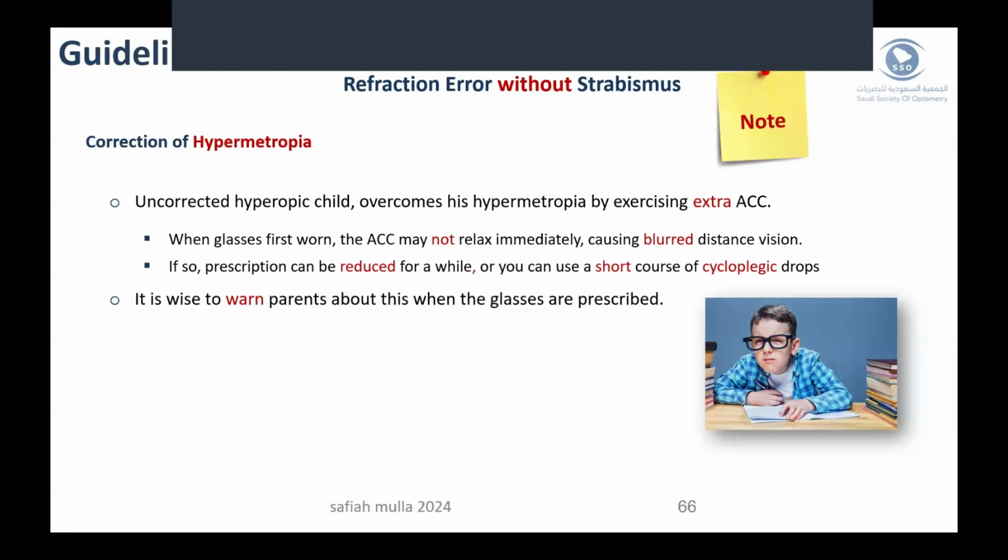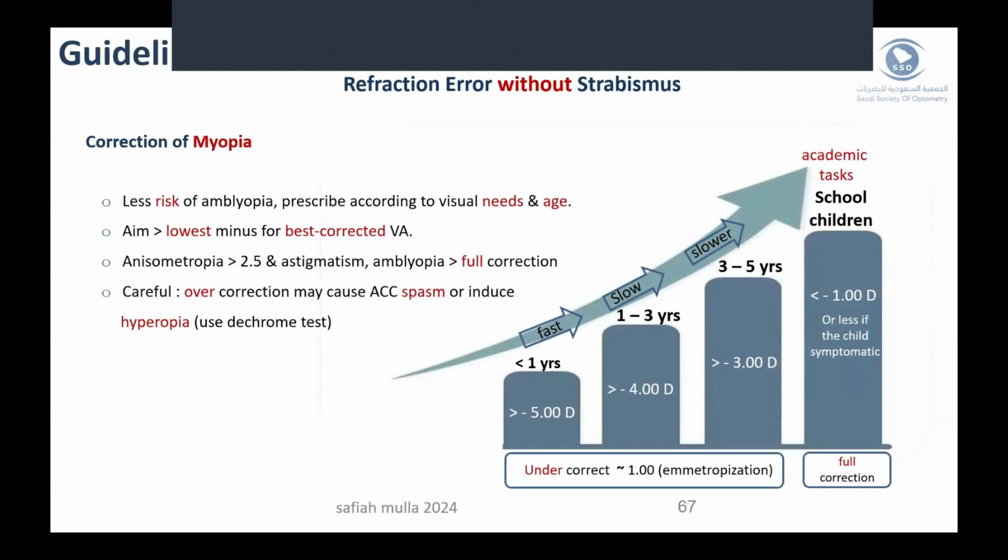But you have to warn the parents and tell them that they may need to change the glasses many times, and they may need to force the child to wear the glasses because of that problem. Correcting the myopia carries less risk for amblyopia because they can see nearly, so amblyopia will not be a big challenge for us with myopic children. So you prescribe for them according to the visual needs and their visual aid.